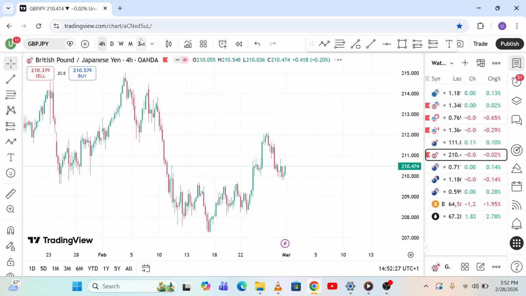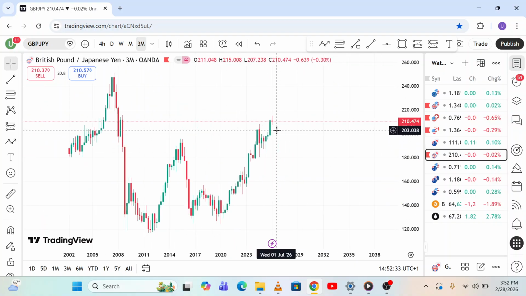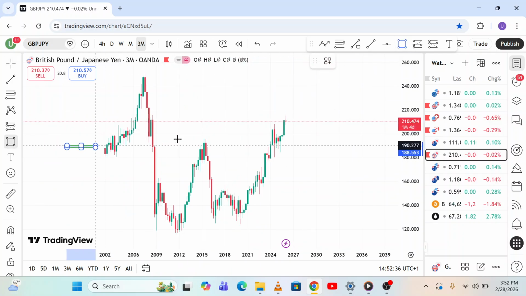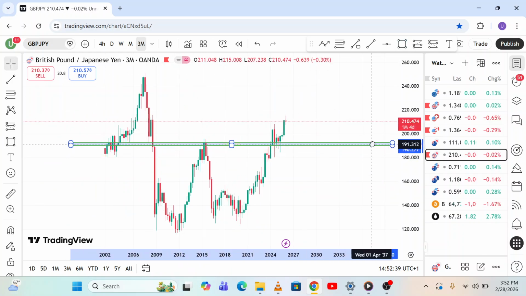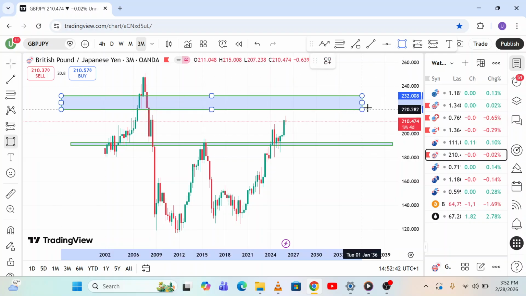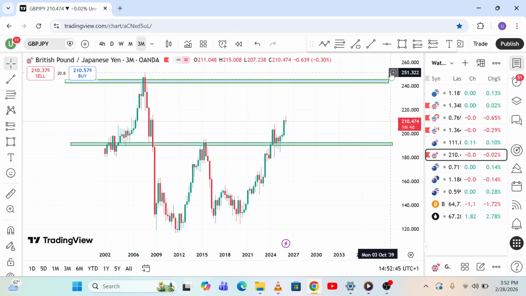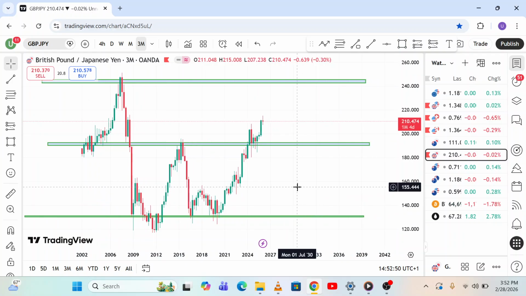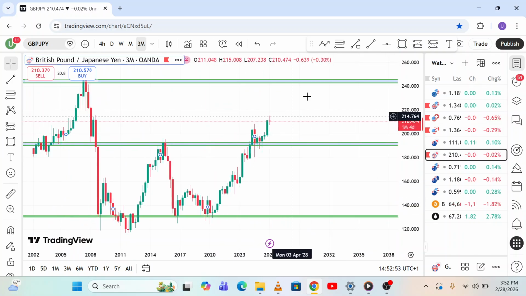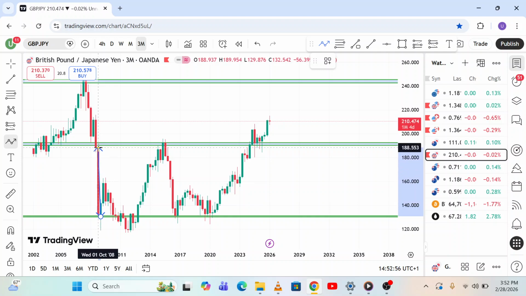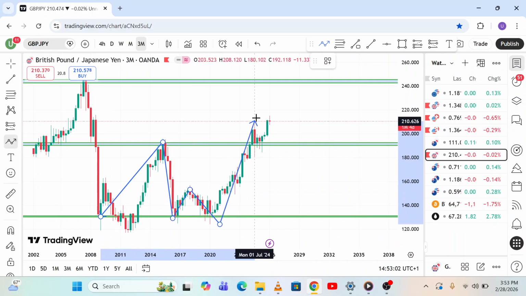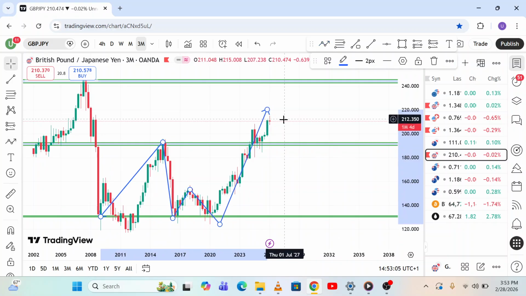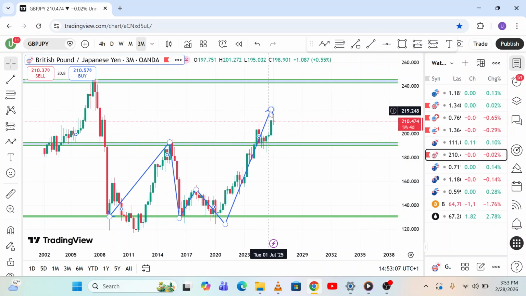Cool. Let's start with the 3-month time frame to see what's happening. This is the 3-month midway zone. This is the 3-month upper zone. This is the 3-month lower zone. As you can see, we are in a very clear uptrend. We have been in a consolidation, but the buyers were strong enough to break this 3-month midway zone.